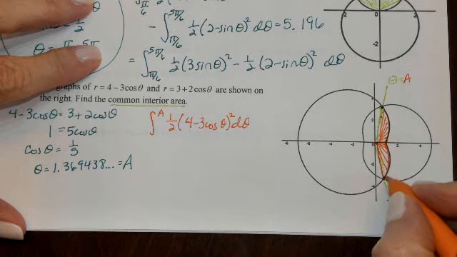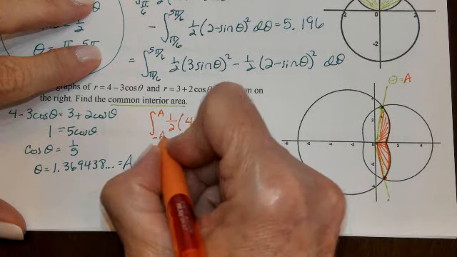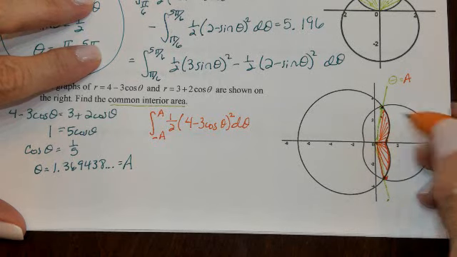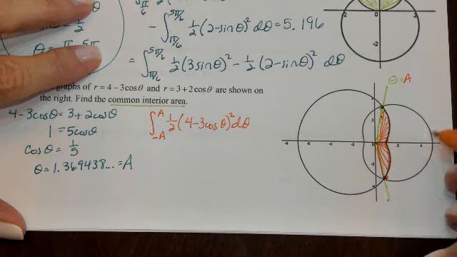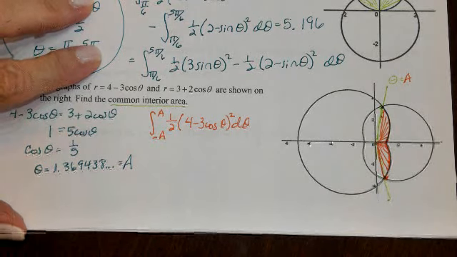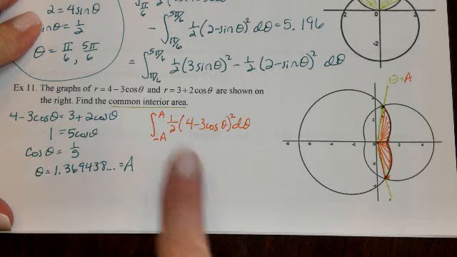In this case, I need to start at negative A. So I need to start at negative A and go to positive A. Perfect. So that gives me the area of the orange region. Now let's take a look at the other part of this region. So we got the orange part.